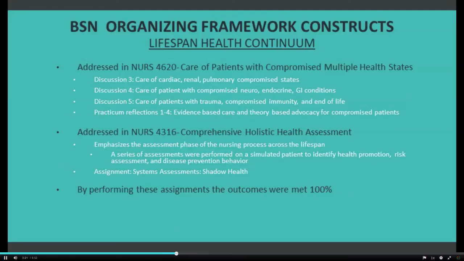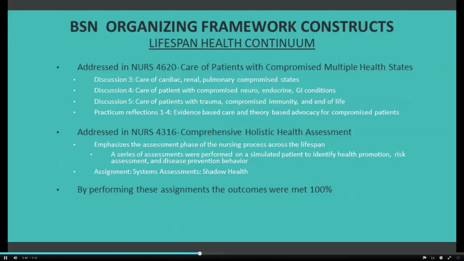Discussion 3, Care of Cardiac, Renal, Pulmonary Compromised States. Discussion 4, Care of Patients with Compromised Neuroendocrine GI Conditions. Discussion 5, Care of Patients with Trauma, Compromised Immunity, and End of Life. Practicum Reflections 1 to 4 talked about evidence-based care and theory-based advocacy for compromised patients.